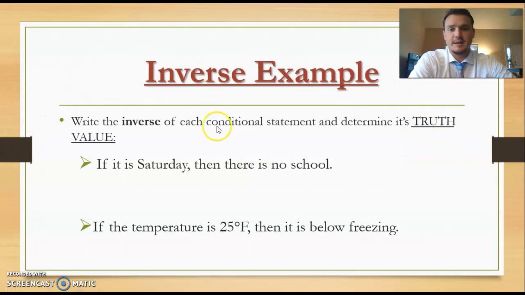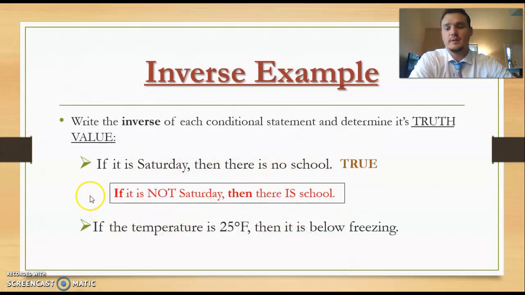So let's look at another example. So writing the inverse, we're going to write the inverse and determine the truth value. If we start off with this statement again, if it is Saturday, then there is no school. It would be in the same order, except now we would add in the word not. So if it is not Saturday, then there is school. Well, this isn't true either because it could be Sunday. If it's not Saturday, it could be Sunday. Sunday, we don't have school, unless you count Sunday school, I guess, for church or whatnot. But I think in this meaning, we actually mean school.